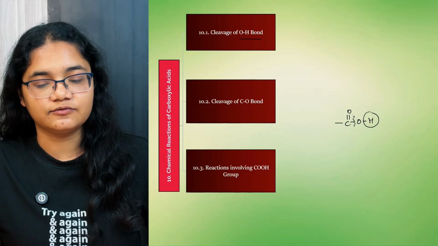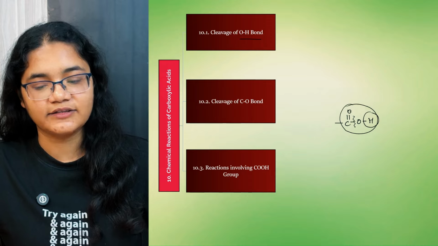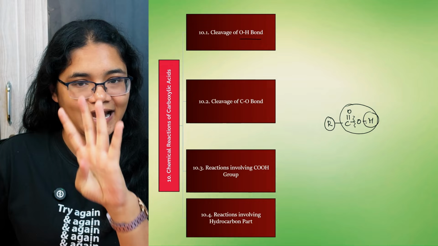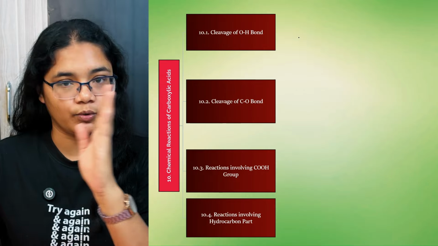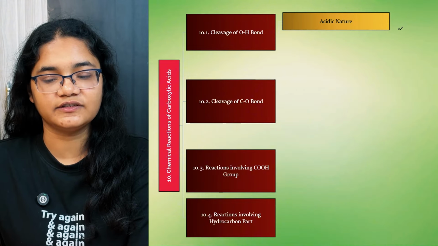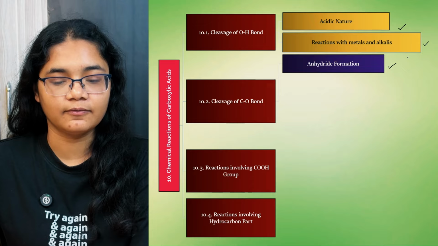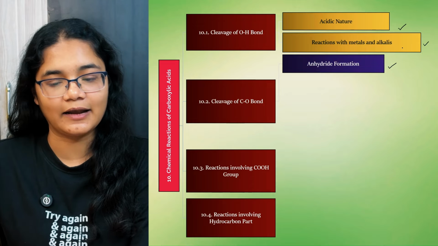The second one is where the CO bond will break. The third one is where the COOH group is involved, and I have one more thing where this R group is involved. Okay, so four categories of reaction. So if I first talk about those reactions where this OH bond is cleaving, there we have just the acidic nature, reactions with metals, and the anhydride. Okay, so these two reactions are there, acidic nature and reactions with alkalis and metals.